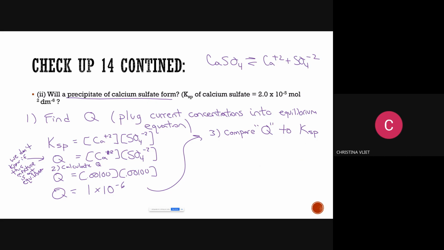What is your K according to the question? Q is 1 times 10 to the negative 6. K is not the same. It's 2 times 10 to the negative 5. This tells us how much we need to be at saturation. Have we reached saturation with that Q? We have not. Q is less than K. So what that means, Q is less than K, is we have not reached saturation.